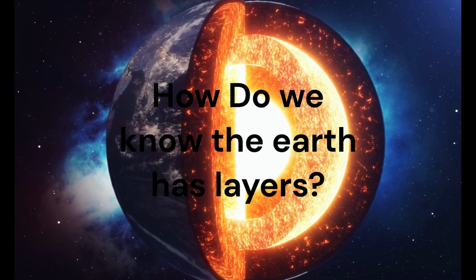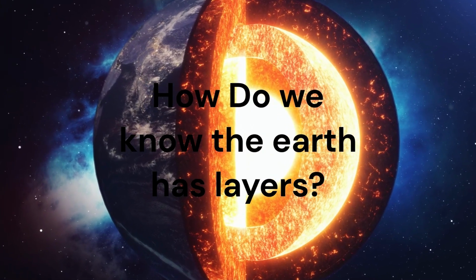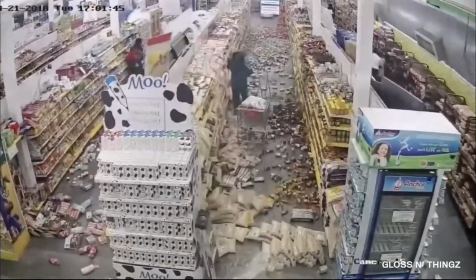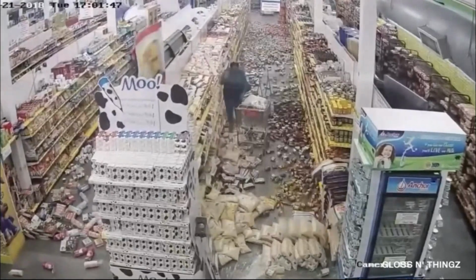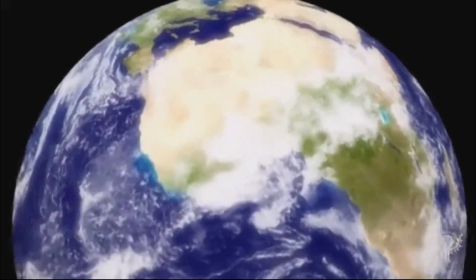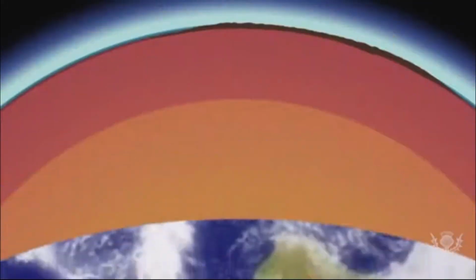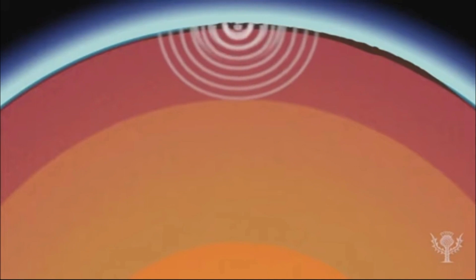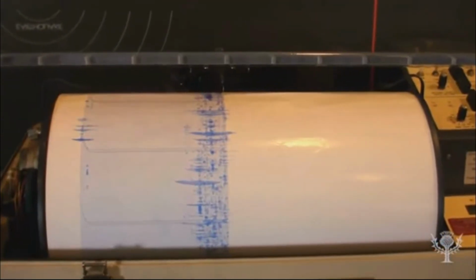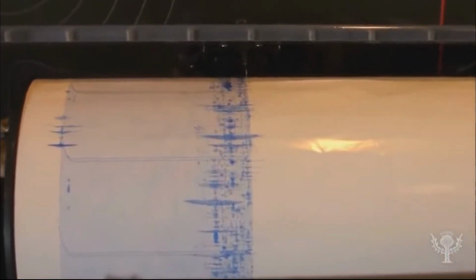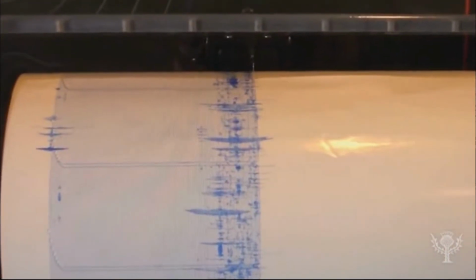How do we know the Earth has layers? The answer is earthquakes. Earthquakes create seismic waves that can be detected by scientists. The shifting rock in an earthquake causes vibrations. These are seismic waves. The waves that travel through the Earth can be detected by the hundreds of seismic stations around the planet. The seismographs can give data not only about earthquakes, but about the inside of the Earth itself.